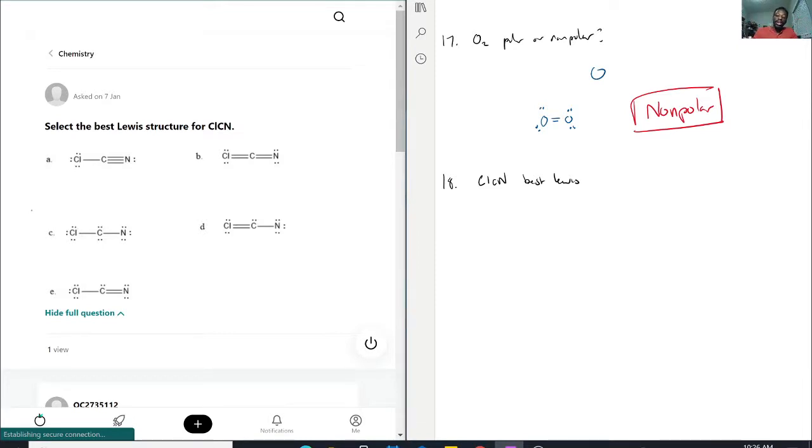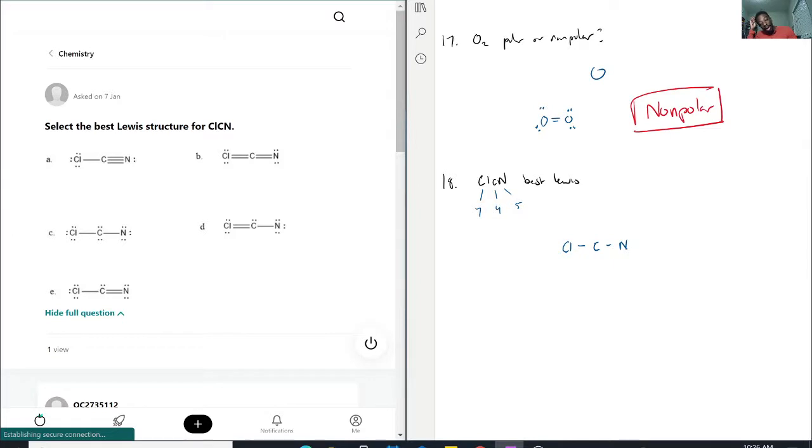So for this, chlorine is going to contribute 7 electrons, carbon 4, nitrogen 5. So 7 plus 4 plus 5, 16 electrons total. Carbon will go in the middle because carbon has the most unpaired electrons. So we're going to have chlorine on one side, nitrogen on the other.